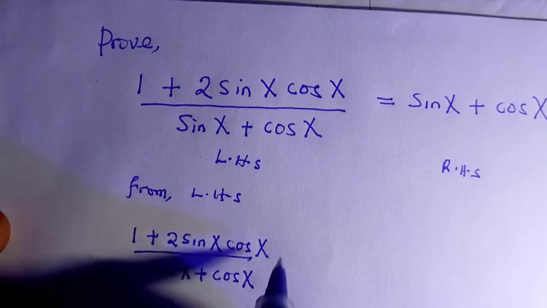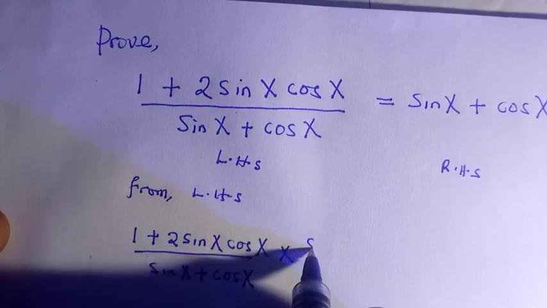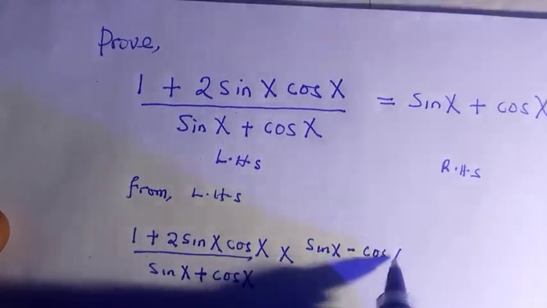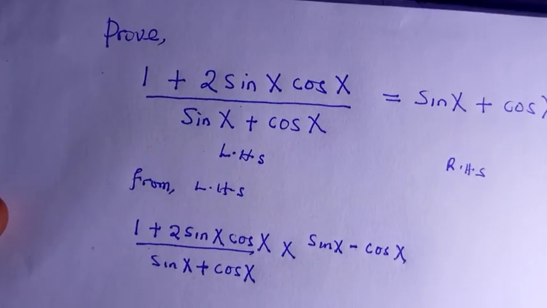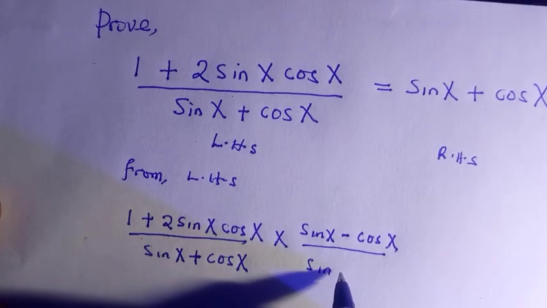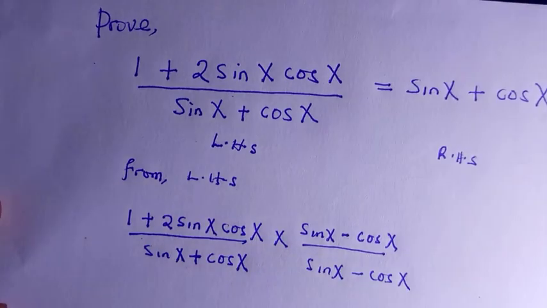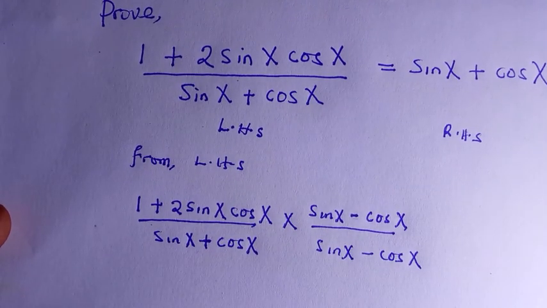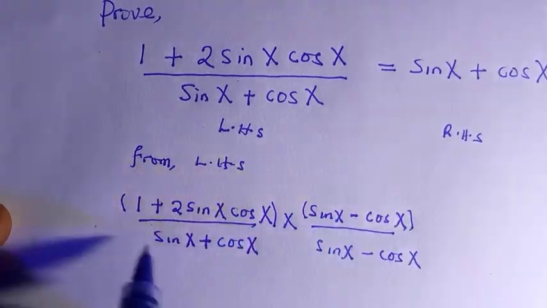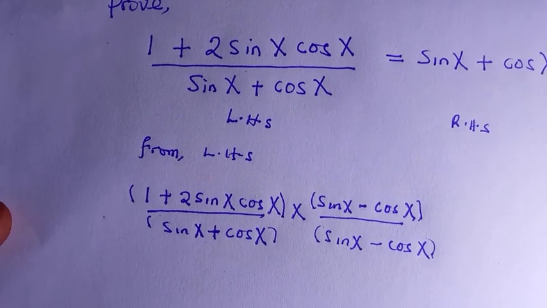What I'm going to do here is rationalize the denominator by changing the positive sign to a negative sign. Then we are going to have sine x minus cos x divided by sine x minus cos x. That's what I think will make this work, so that's why I am rationalizing it. We are going to bracket to avoid confusion of this multiplication with x.